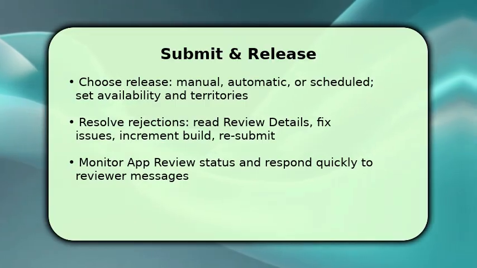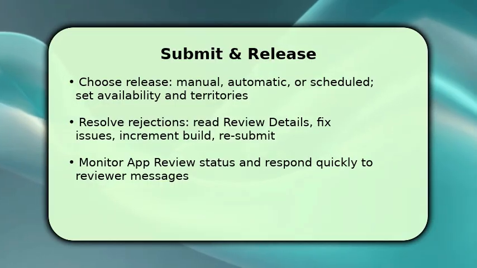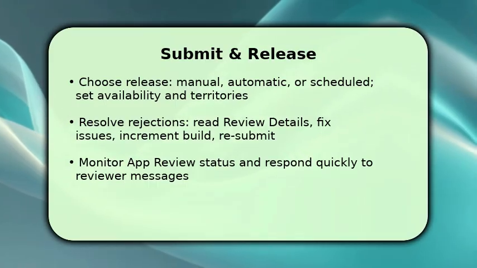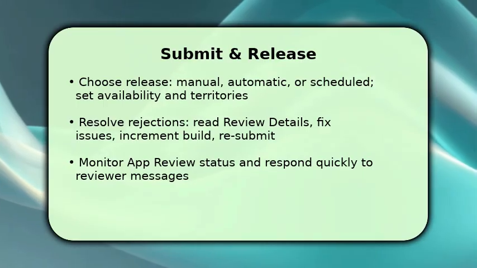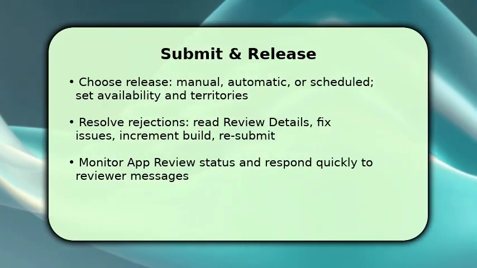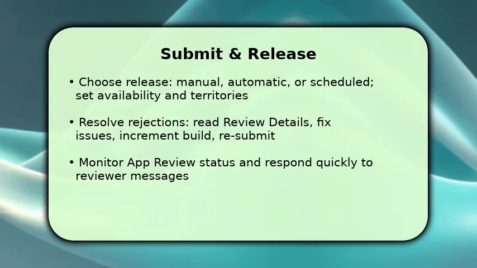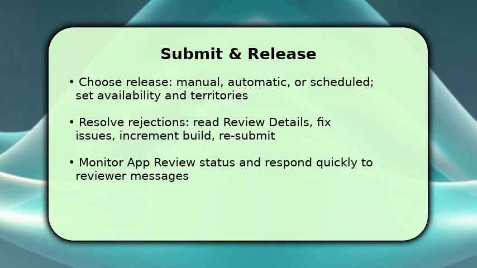Once submitted, monitor app review and respond if Apple asks for clarification or additional info. If rejected, read the reviewer note carefully, fix the specific issue, increment the build number, upload a new build, and resubmit. Don't guess. As a troubleshooting tip, if a rejection is unclear, use App Store Connect's Resolution Center to request screenshots or video evidence and ask for a reevaluation.